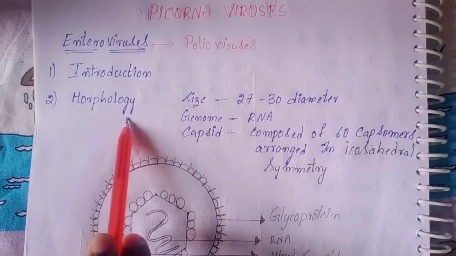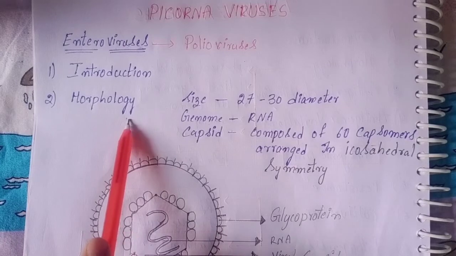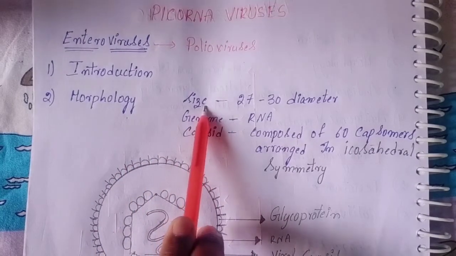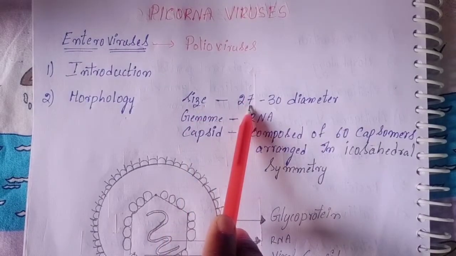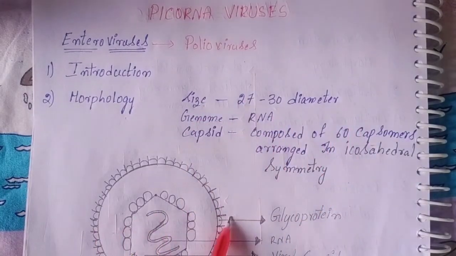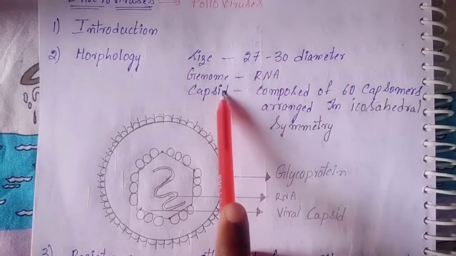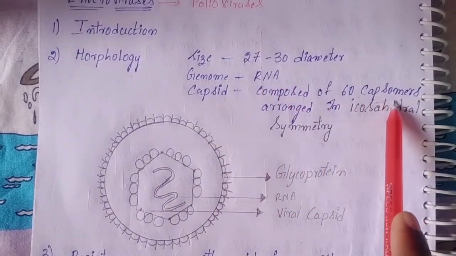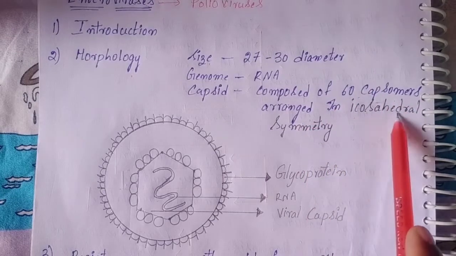Morphology. It is the causative agent of poliomyelitis. In morphology, we can see size 27 to 30 nanometers in diameter, genome RNA, capsid composed of 60 capsomers arranged in icosahedral symmetry.